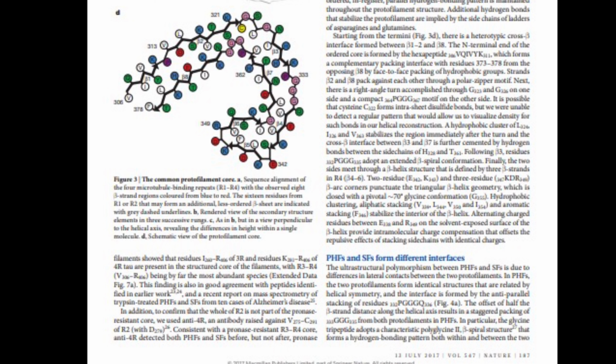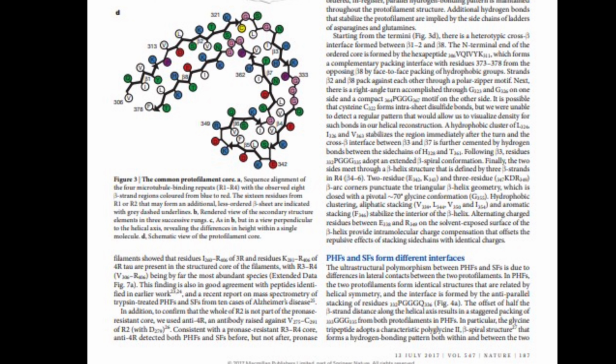Figure 3 shows the common protofilament core. A. Sequence alignment of the 4 microtubule binding repeats, R1 to R4, with the observed 8 beta-strand regions colored from blue to red. The 16 residues from R1 or R2 that may form an additional less ordered beta sheet are indicated with gray dashed lines.